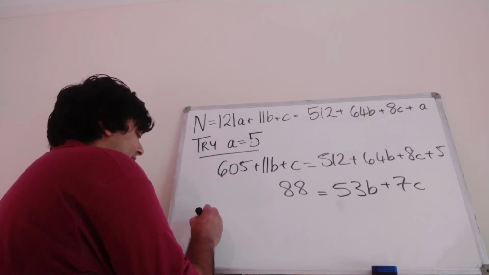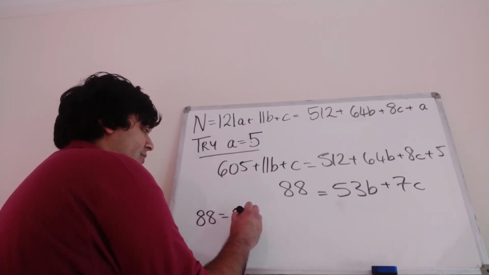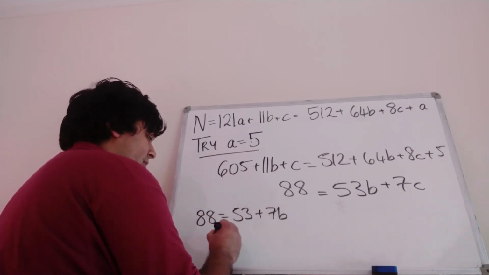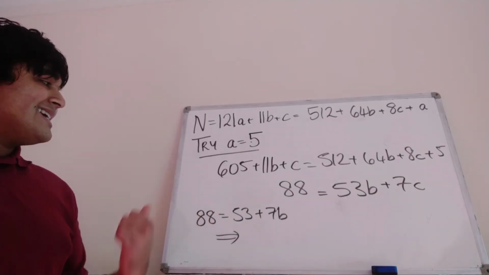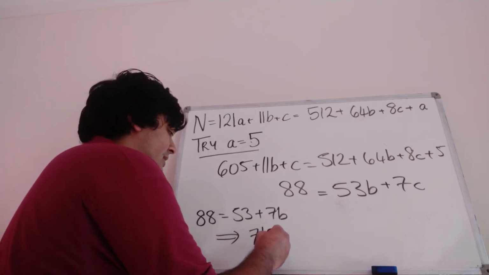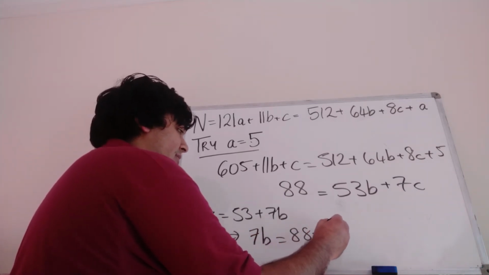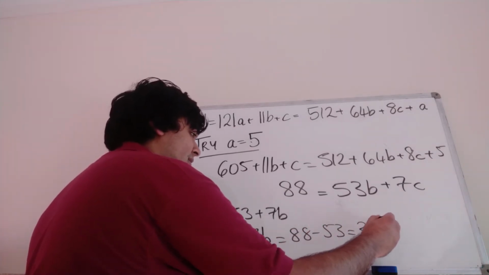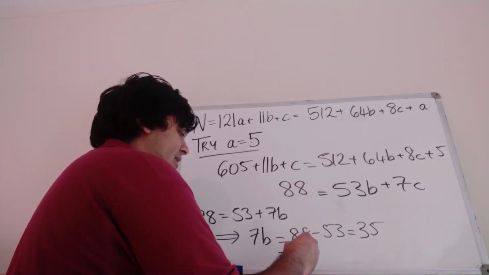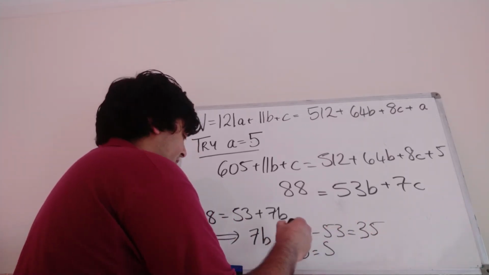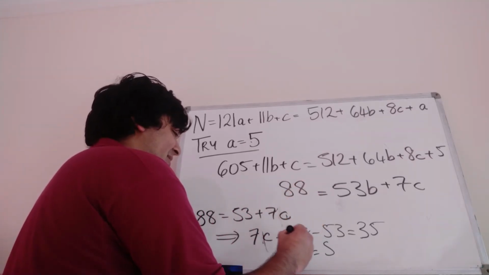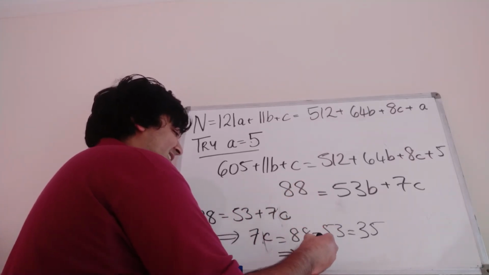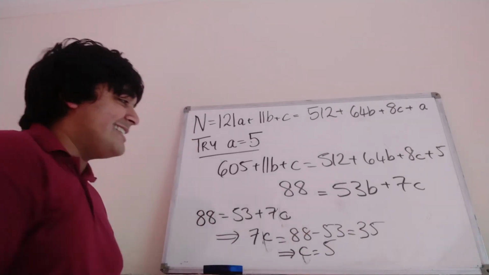And in that case, we have 88 equals 53 plus 7c. Well, then just subtracting 53 from both sides, we get 88 minus 53 equals 7c. So 7c is equal to 88 minus 53, which is equal to 35. Okay, and that of course implies that c equals, that's supposed to be a c there. Oops. So there we go. That implies that c equals 5. And of course that is indeed an integer.